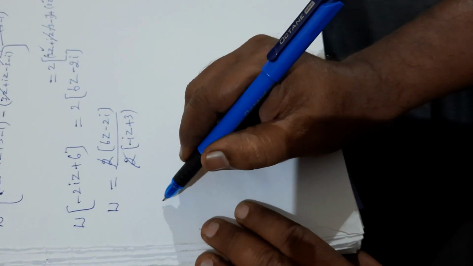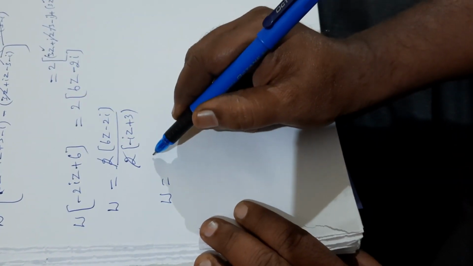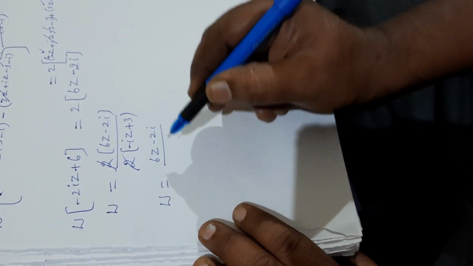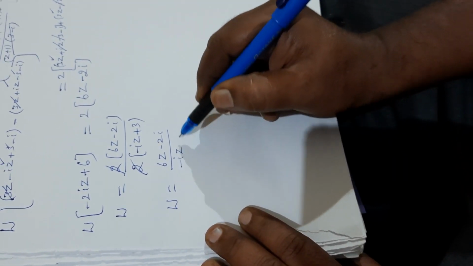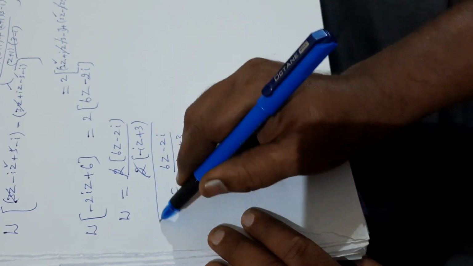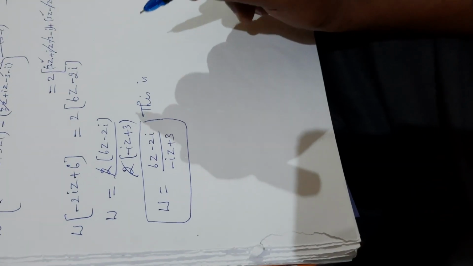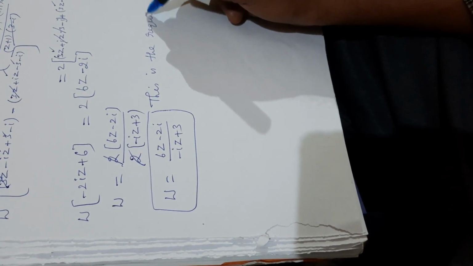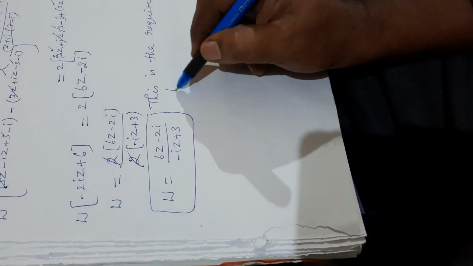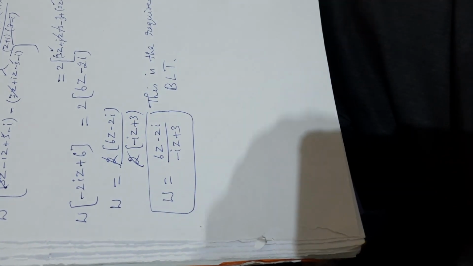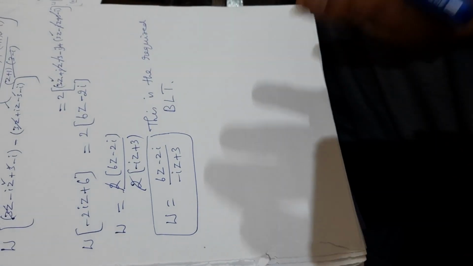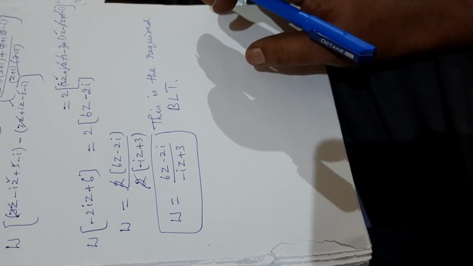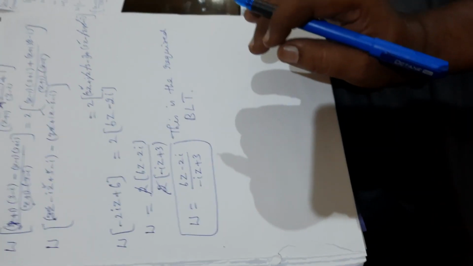Therefore, the required 6z minus 2I divided by minus iz plus 3 is the required BLT. This is the required BLT. Yes, this is the required BLT.